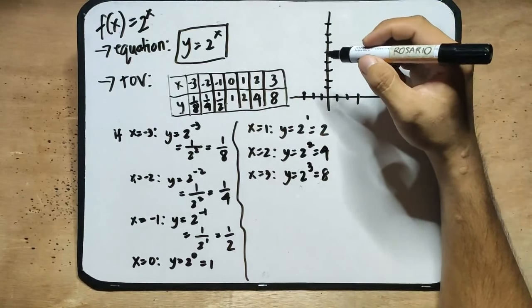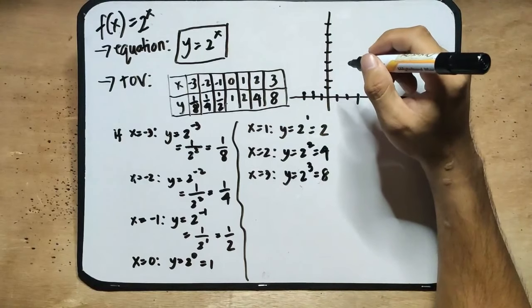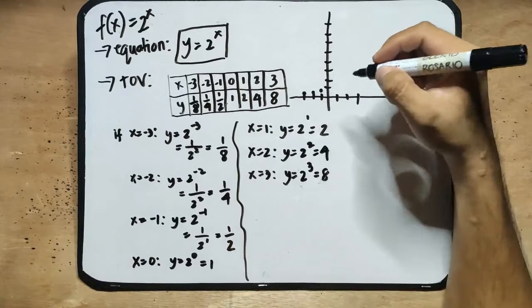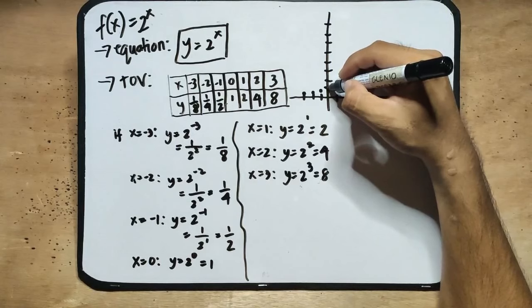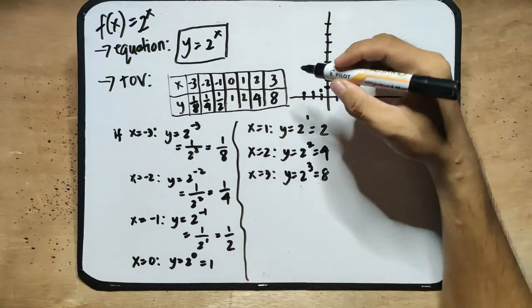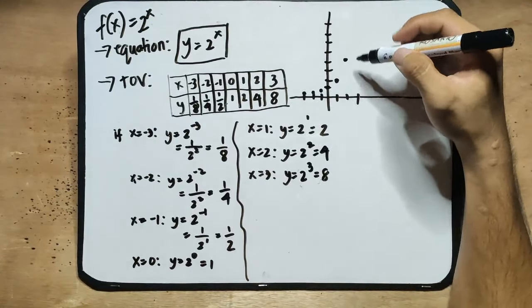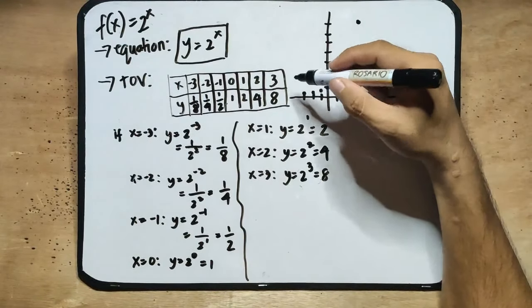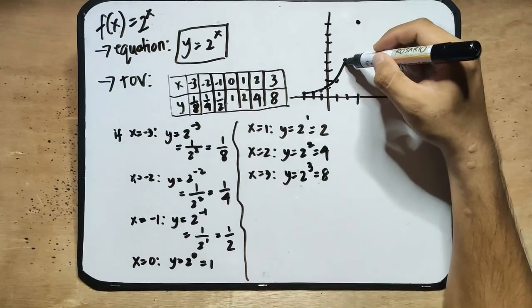If x is negative 2, y will be 1 over 4. So itataas natin ng konti. If x is negative 1, y will be 1 half. So kalahati niya. Tataas natin ng konti. If x is 0, y will be 1. So dito siya. If x is 1, y will be 2. If x is 2, y will be 4. And if x is 3, y will be 8. So after plotting the points obtained from our table of values, we connect the dots.